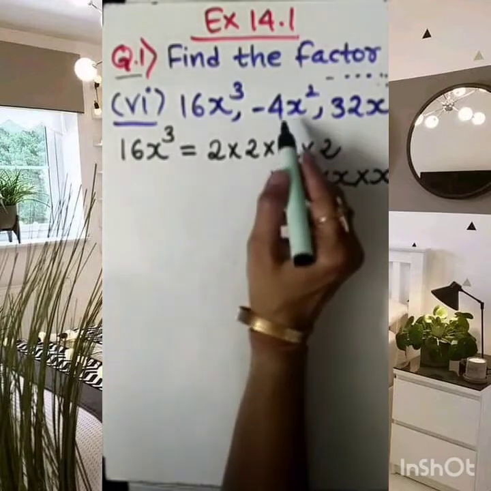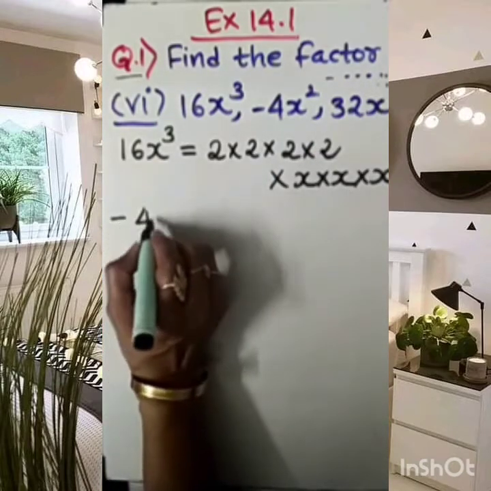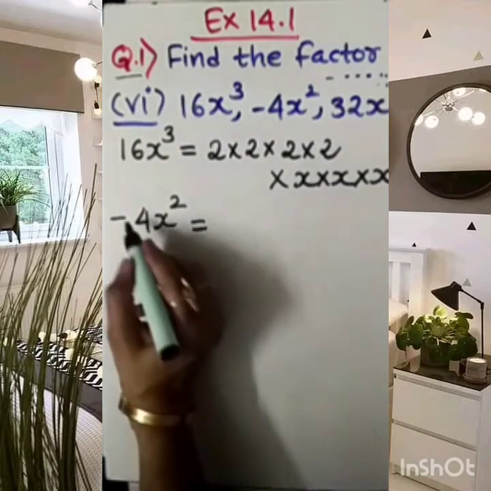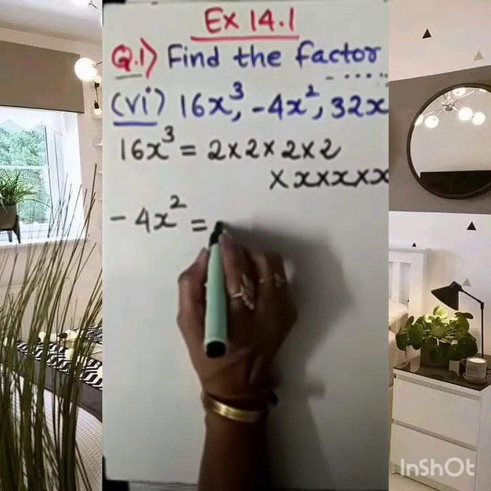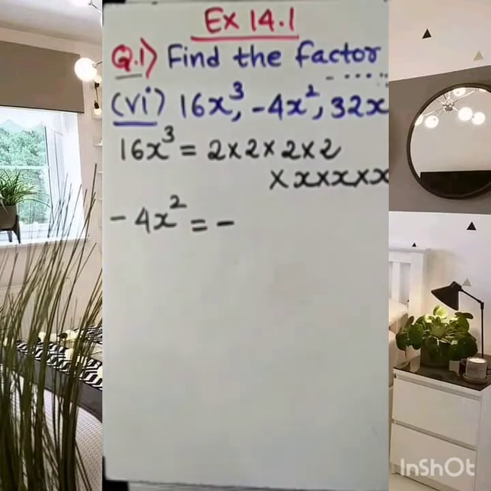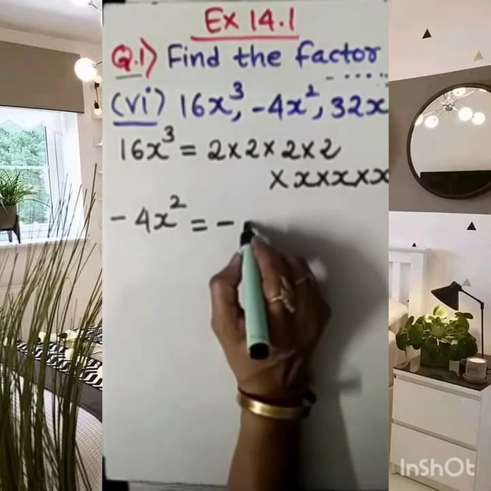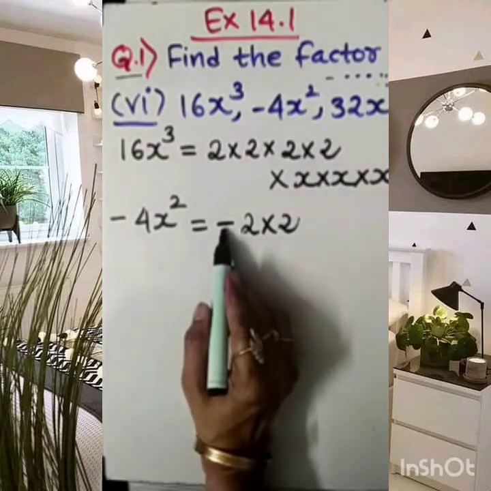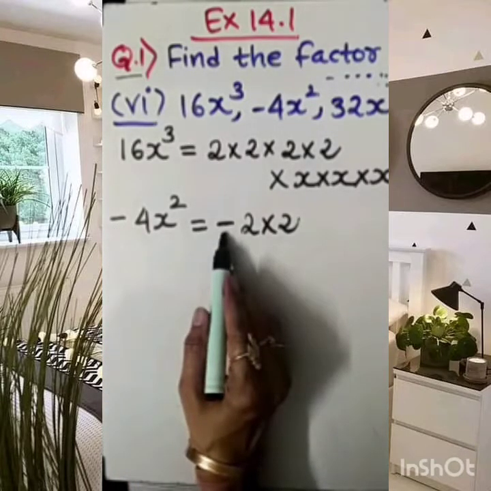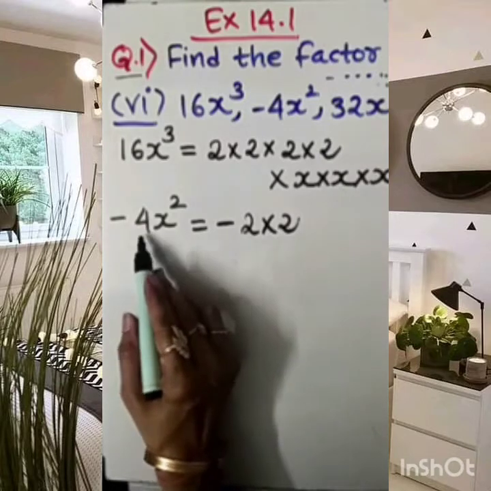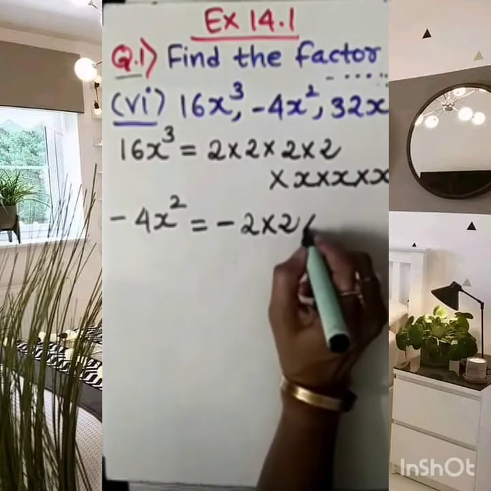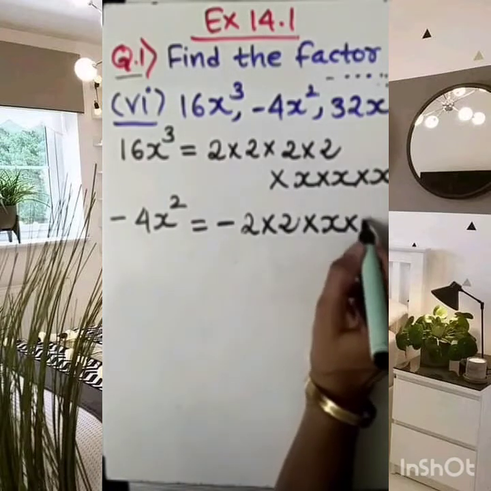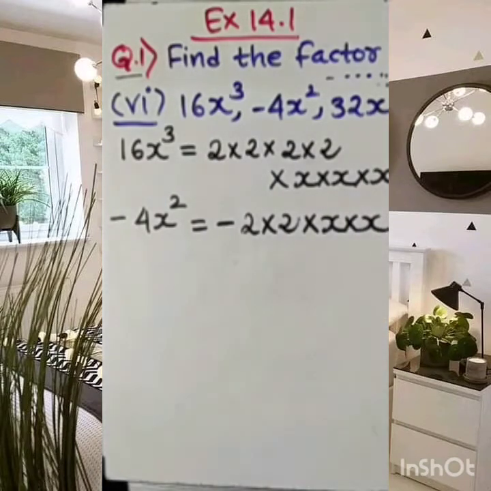Let's move on to the second term which we are given: minus 4x square. Here as it is minus, one time only we will mention the minus, and let's have the factors of 4. They are 2 into 2. It is compulsory to mention the sign in the beginning only. What about x square? x square indicates 2 times x, that is x into x.